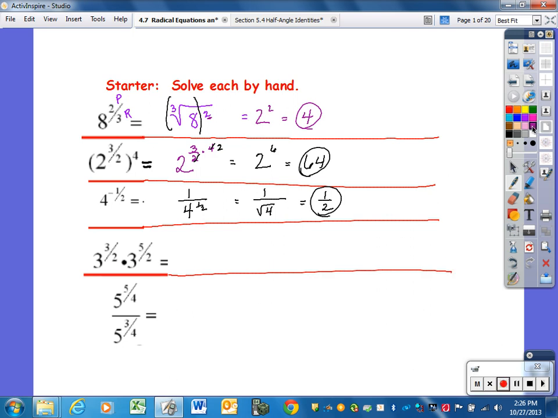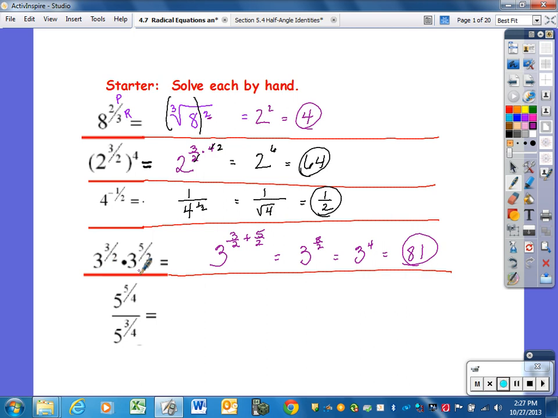When my bases are the same, I just add the powers. So my base is 3 raised to the 3/2 plus 5/2. That is 3 to the 8/2, which is 3 to the 4th, which is 81. So yes, you are expected to know those basic powers through the 4th, 5th, and 6th power.